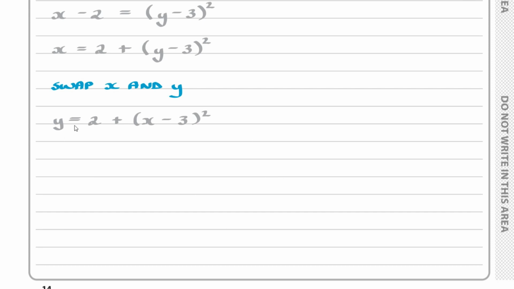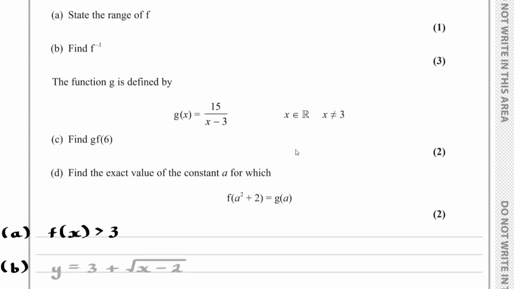And therefore, the inverse is found by replacing y with f inverse, leaving us with the inverse of f is equal to 2 plus (x subtract 2) squared. The function g is defined by g of x equals 15 over (x subtract 3), where x is a real number and x doesn't equal 3. We have to find g of f of 6.